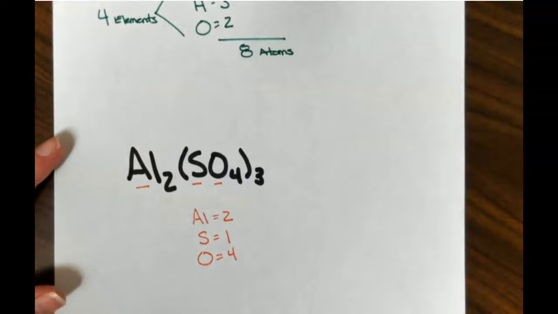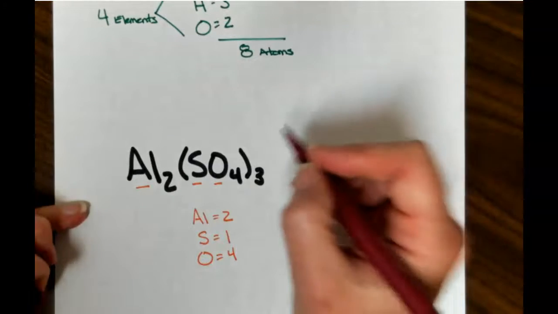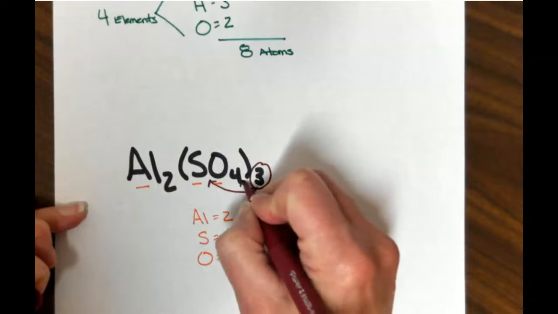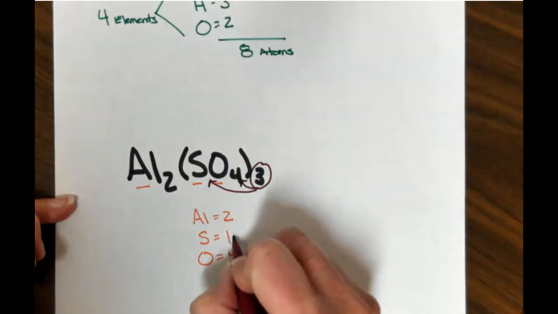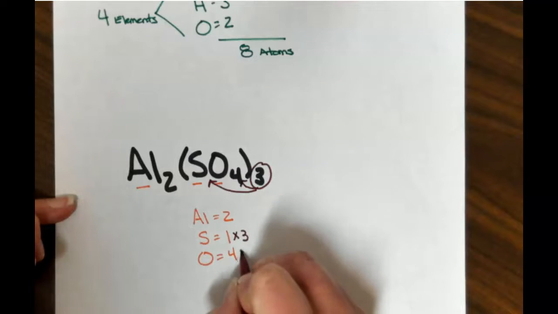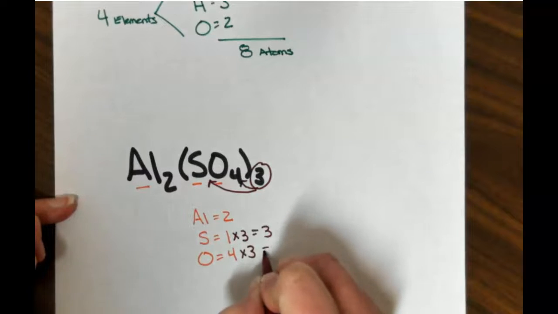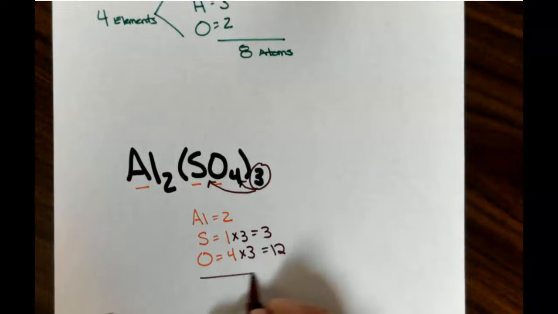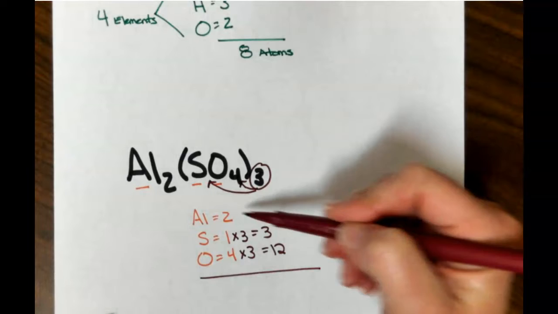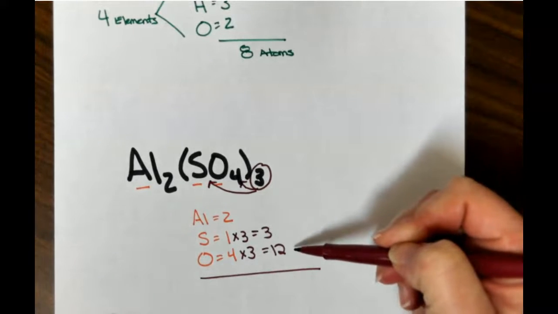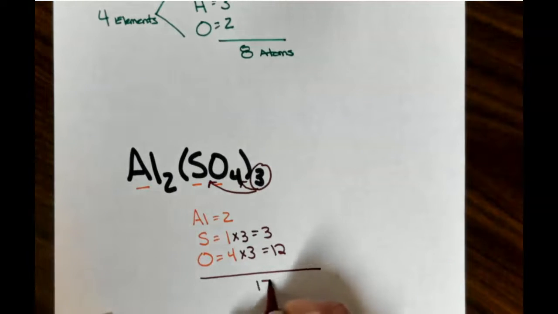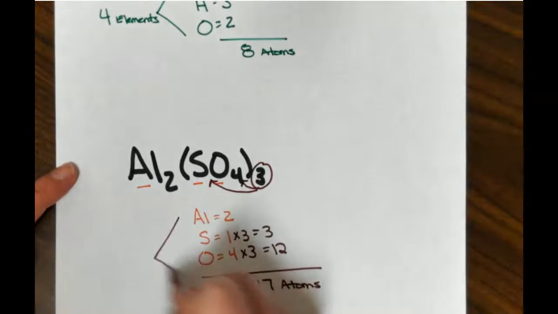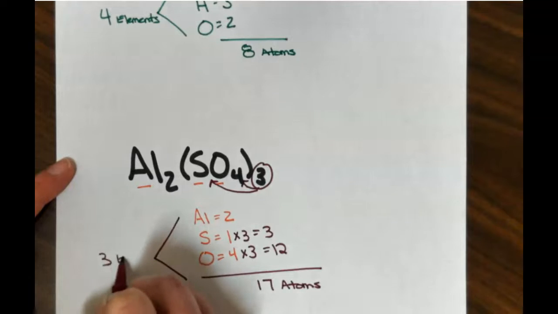Now, because we have a subscript outside the parentheses, we have to distribute to the S and to the O. So we're going to multiply each of those times the 3. Okay. So now when we look at our total, I have to add the 2 plus the 3 plus the 12. So we end up with a total of 17 atoms in our compound. And we have a total of 3 elements.